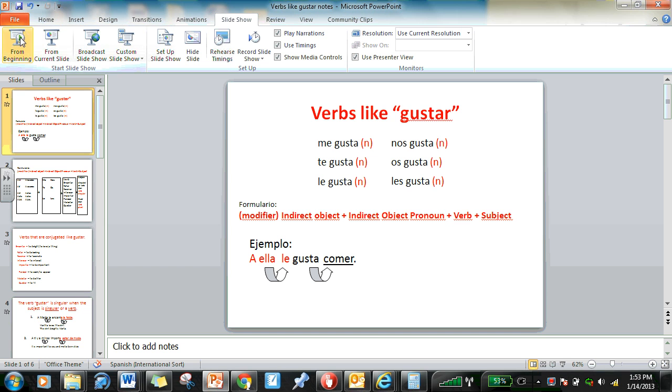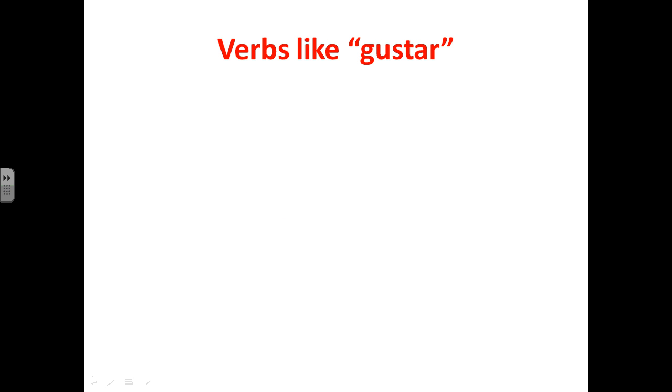Today's lesson is on verbs like gustar. So we're going to be talking about other verbs that follow the same pattern as gustar. But first, let's review gustar. You should have your note-taking sheet out, so make sure you have that out. If you don't, you can go on to Blackboard, Unit 3, Lesson 1, and then under the link to this video, there will be a Word document that you can print out the note-taking sheet.